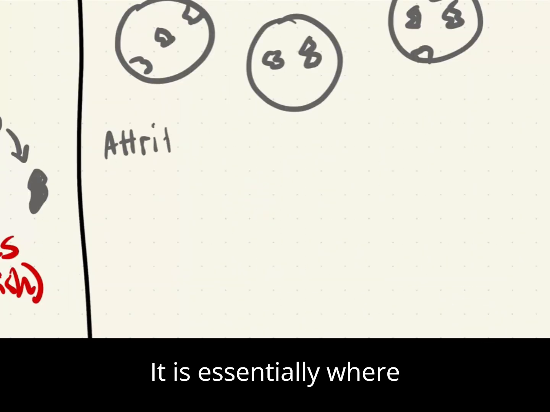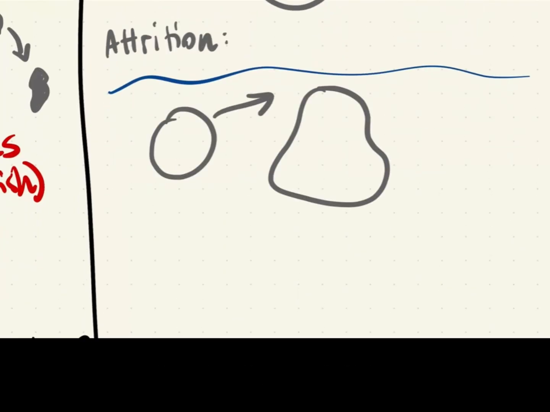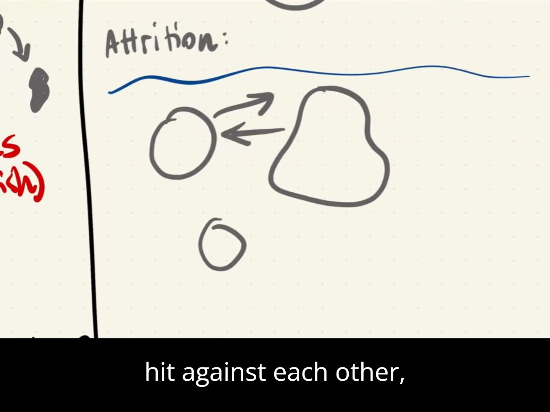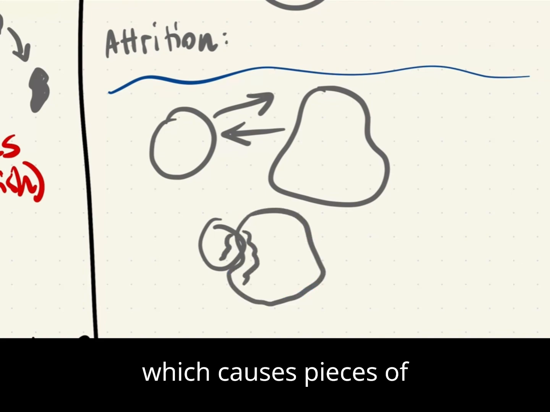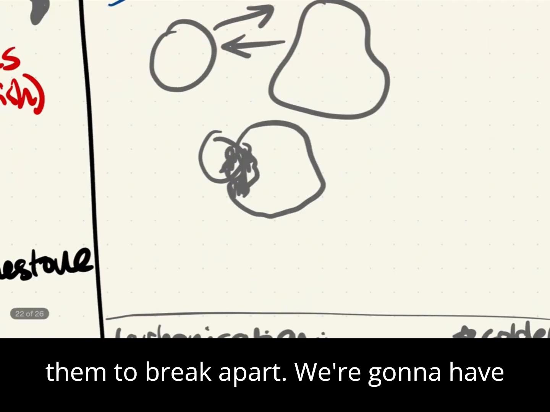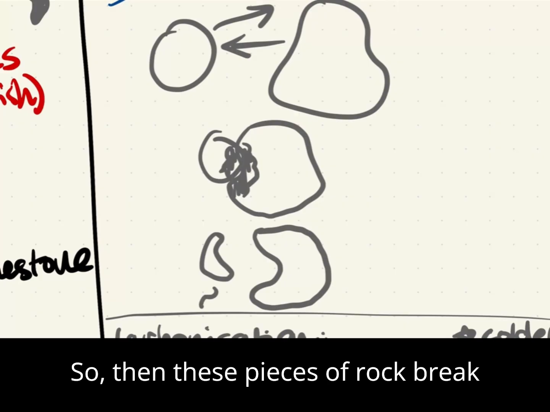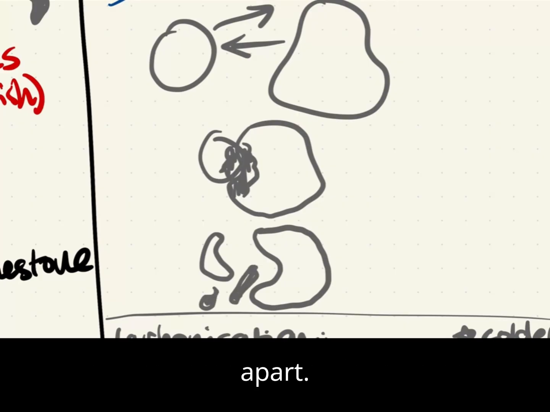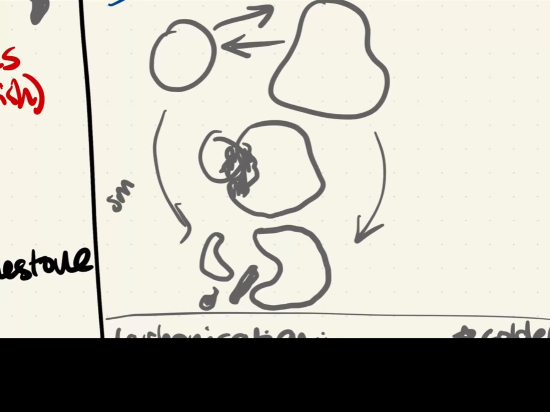Then attrition is essentially where in the water the rocks hit against each other, which causes pieces of them to break apart. So then these pieces of rock break apart, and then these rocks consequentially get smaller.